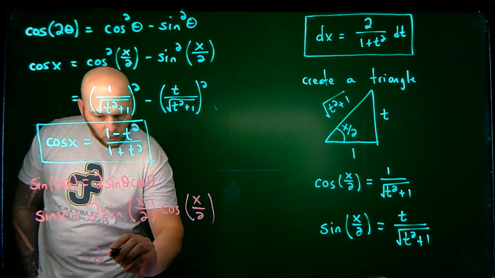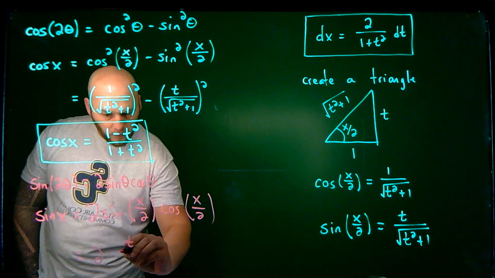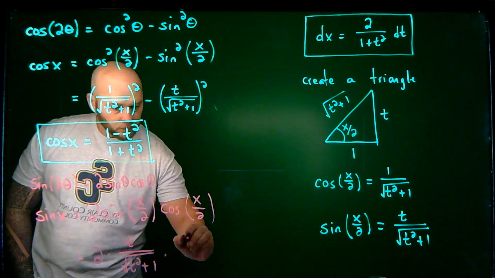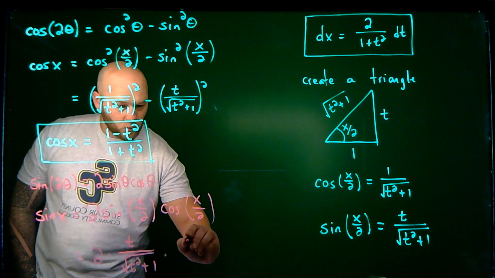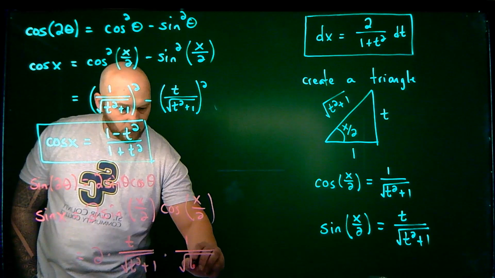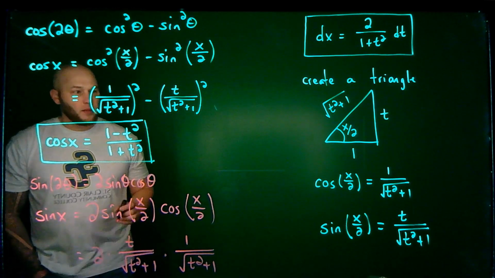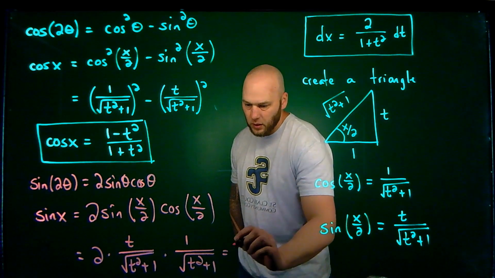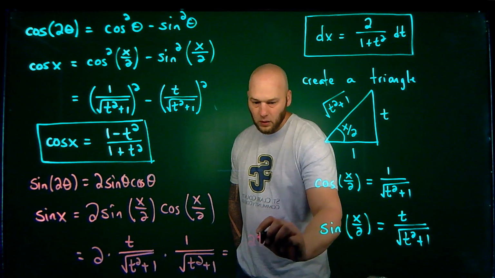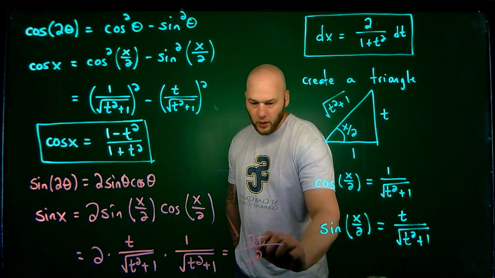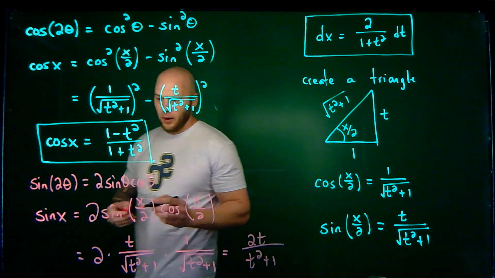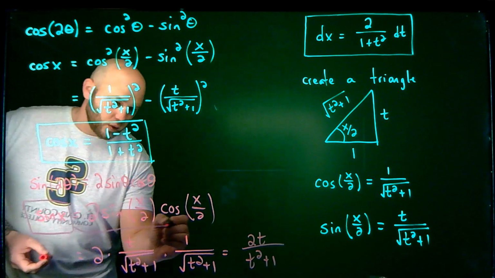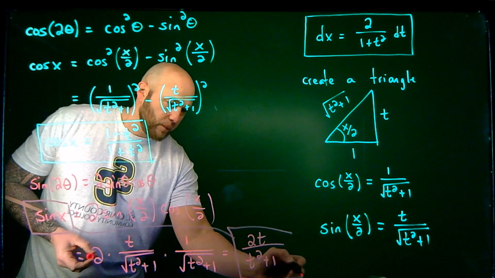That's going to give me 2 times t over the square root of t squared plus 1 times cosine, which is 1 over the square root of t squared plus 1. And then, let's see, I can kind of put this over here in the middle, I guess. We get, well, this is equal to 2t over t squared plus 1. And therefore, I have the sine of x, right, is, of course, equal to this expression right here.